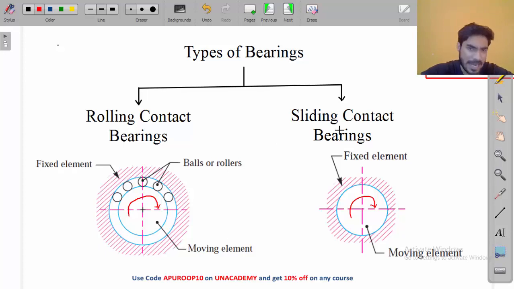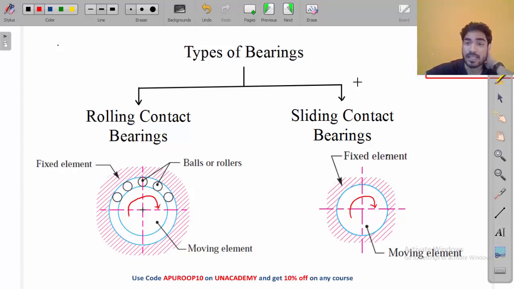In case of sliding contact bearings, my friend, friction is very high. So in this case, lubrication is very, very important. Rolling contact bearings need minimum lubrication, almost no lubrication, because the friction is very less. But in case of sliding contact bearings, the friction is very high, so we need a lot of lubrication.